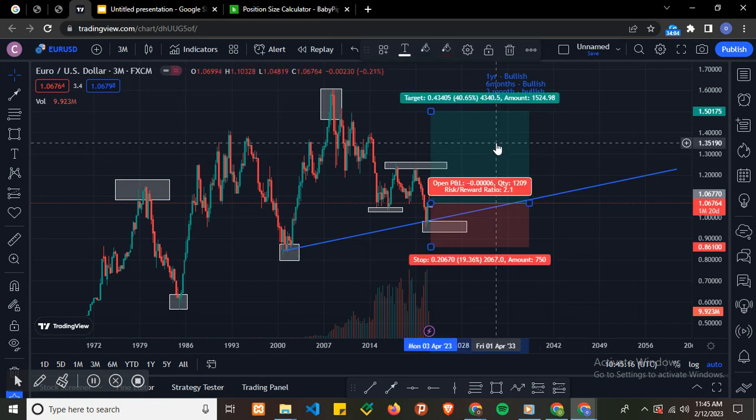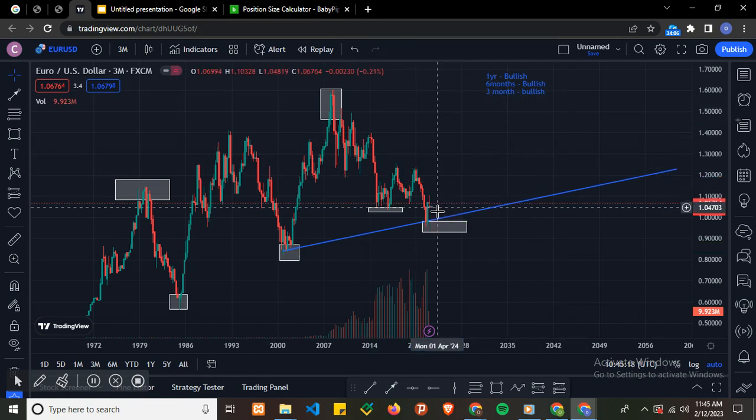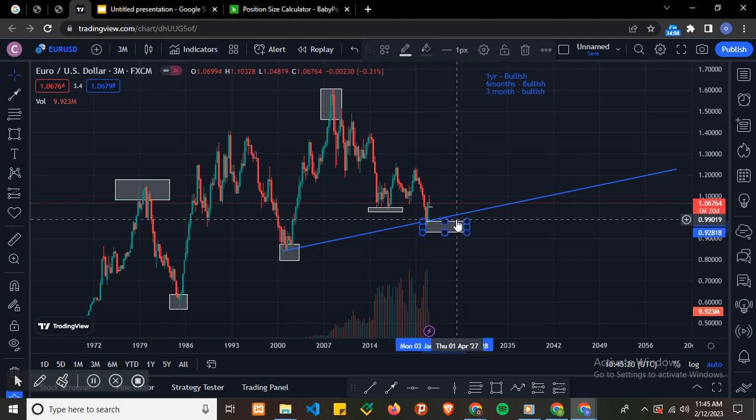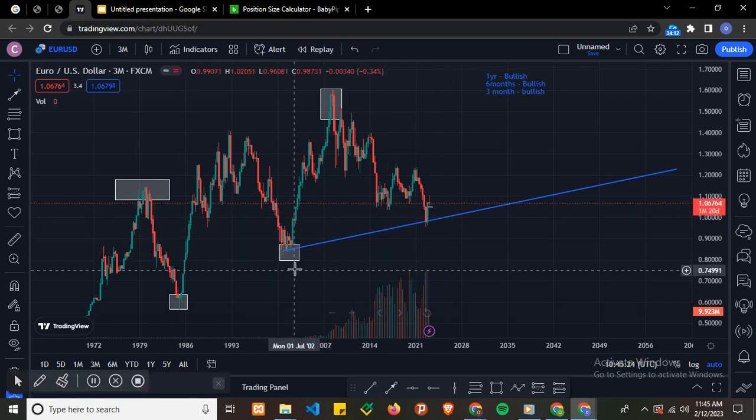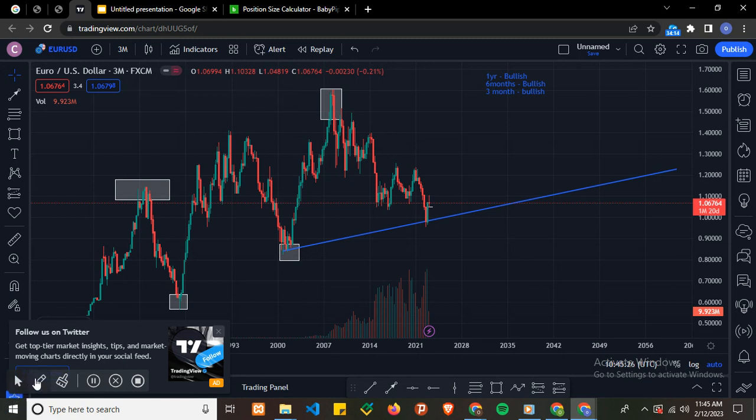So that's it on 3 months. We are still on Euro USD. We are still analyzing Euro USD. Can you see it? Euro USD. And we are using TradingView to analyze.